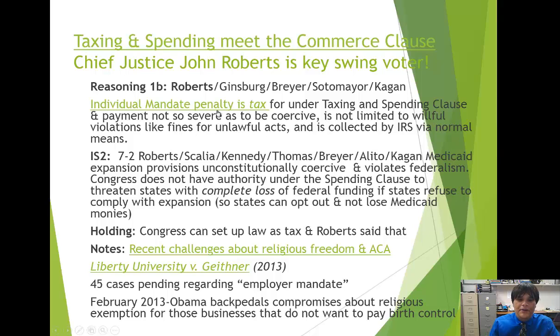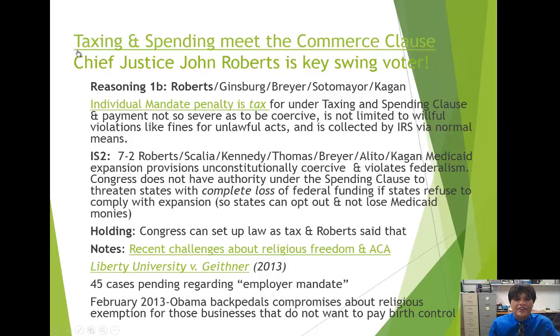The penalty is not so severe as to be coercive, and is limited to willful violations like fines for unlawful acts. So if you don't want health insurance, you don't have to have it. It's not being coercive. It's not forcing you to get health insurance. Just know that you're going to have to pay this penalty. And that's where the Supreme Court really held up that the Affordable Care Act was lawful.